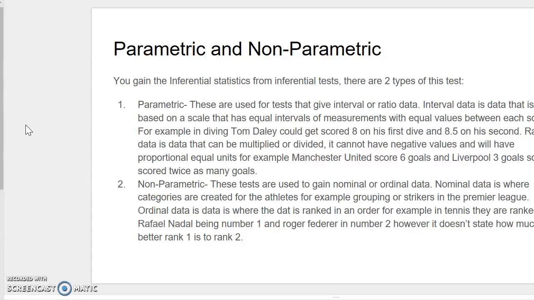Non-parametric. These are tests used to gain nominal or ordinal data. Nominal data is where categories are created for the athletes, for example, grouping of strikers in the league. Ordinal data is data where the data is ranked in an order. For example, in tennis they are ranked with Rafael Nadal being 1 and Roger Federer being number 2. However, it doesn't state how much better Rafael Nadal is than Roger Federer, who is ranked 1 and ranked 2.